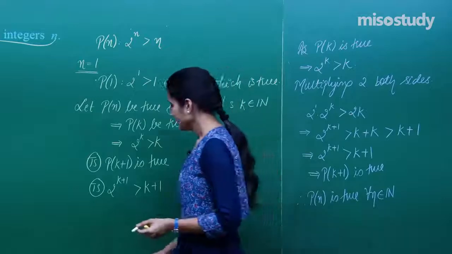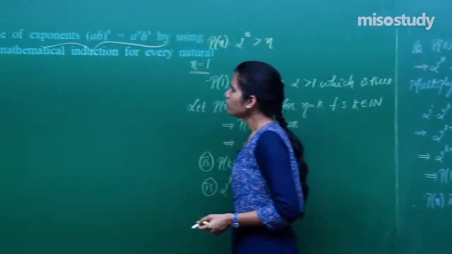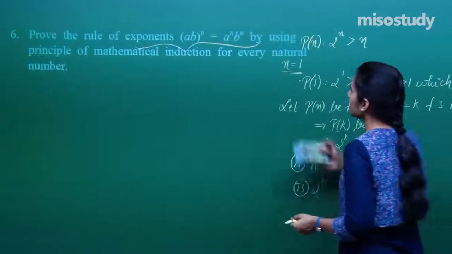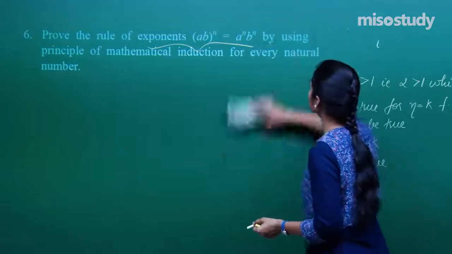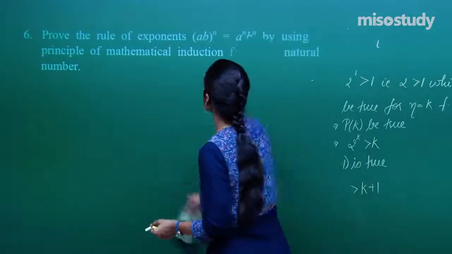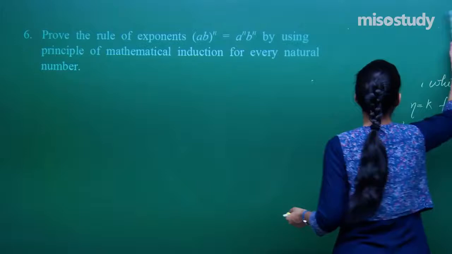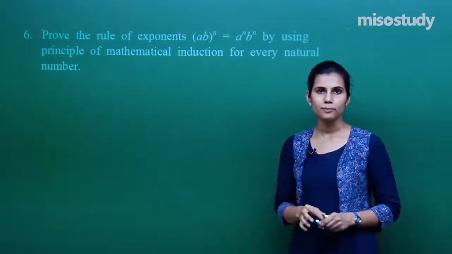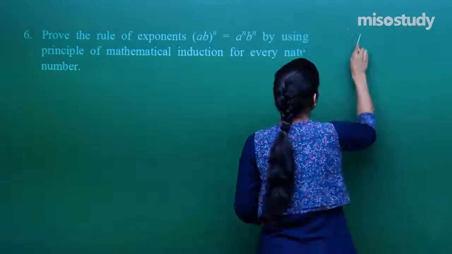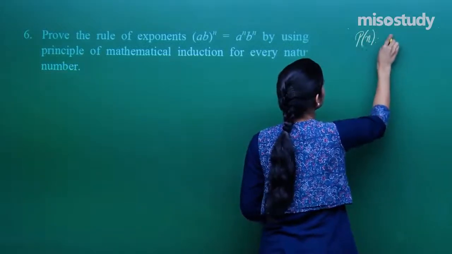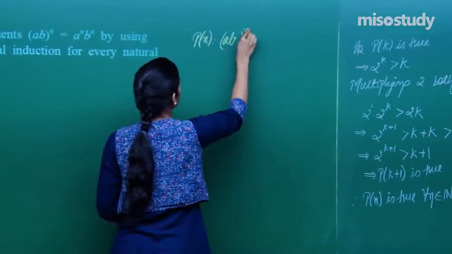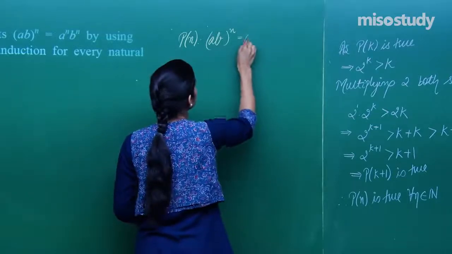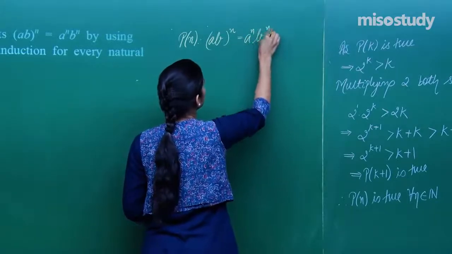Established. Next we have: prove the rule of exponents, (ab) whole to the power n is a to the power n into b to the power n, by mathematical induction. So this is a general rule which we are all aware of. I just need to prove it with the help of mathematical induction. I will be taking statement Pn as (ab) whole to the power n is a to the power n into b to the power n.